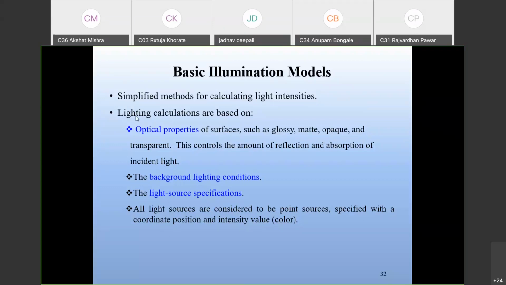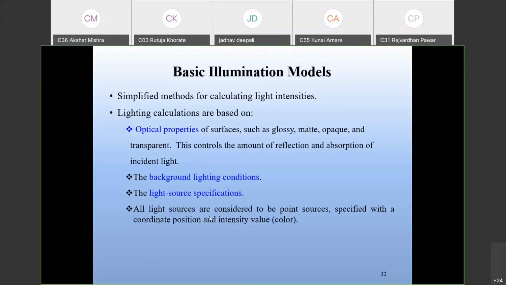Lighting calculations are based on the opaque optical property. The second is the background lighting condition, which we are going to see in detail. In a studio, you can observe there are many different types of lights in the background. In Blender also we have seen two types of lights, point light and distributed light. So if we change the light source specification, then there may be a change in the lighting intensity calculation.